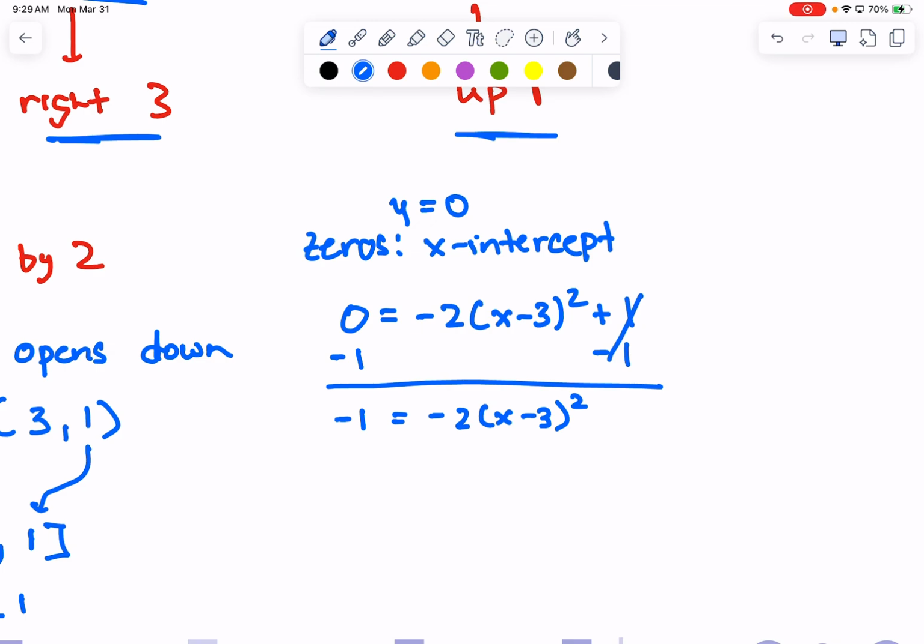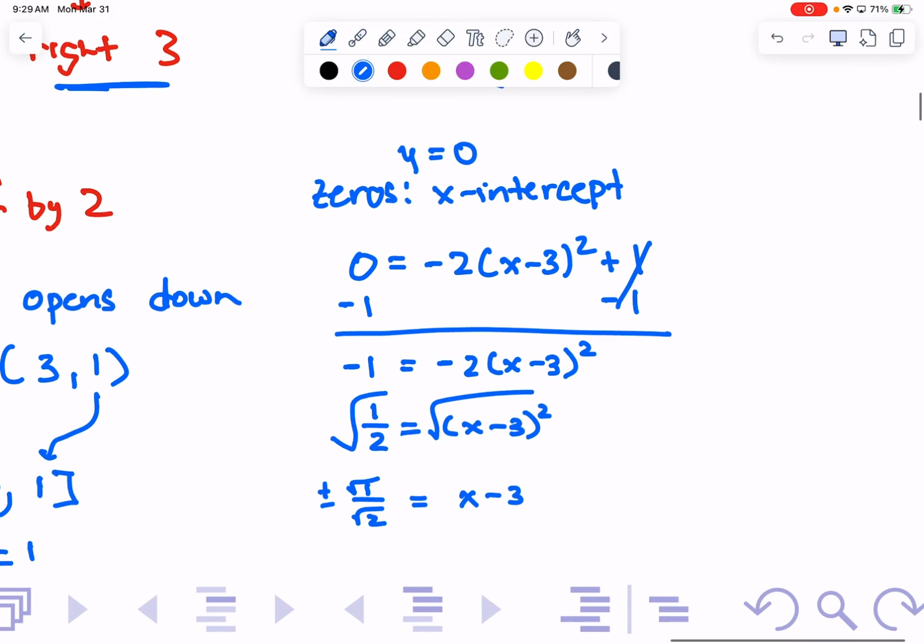Divide by negative 2. You've got to divide by negative 2. So that's going to give me a positive 1/2 when I do that. X minus 3 squared. What do we do now? Square root both sides. All right, let's talk about the square root of 1/2. It's going to be plus or minus root 1 over root 2. I am going to expect you to get rid of the root in the denominator here.